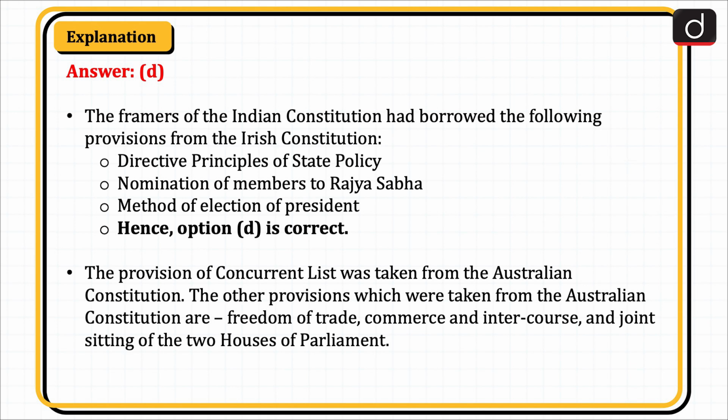The provision of concurrent list was taken from the Australian Constitution. The other provisions which were taken from the Australian Constitution are freedom of trade, commerce and intercourse, and joint sitting of the two houses of Parliament.